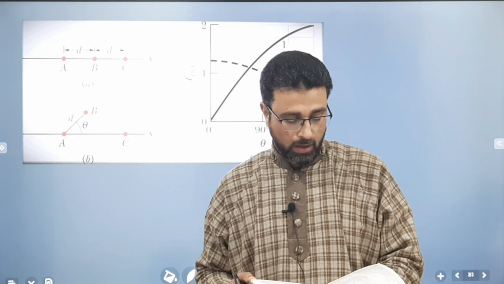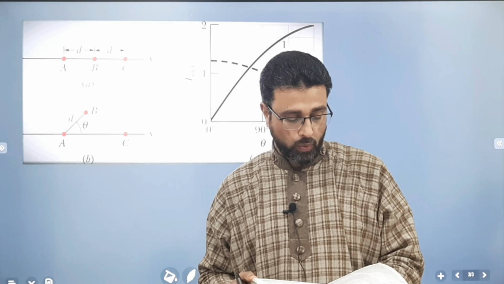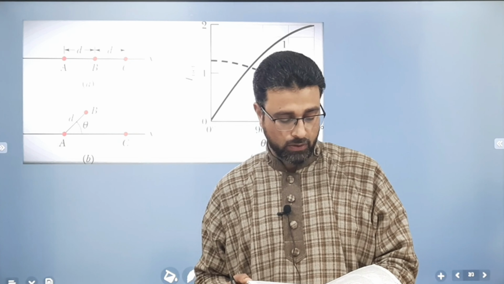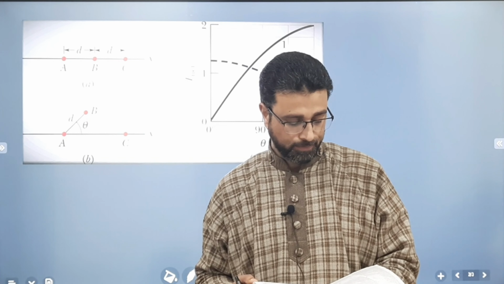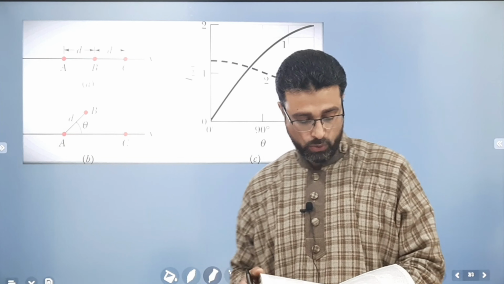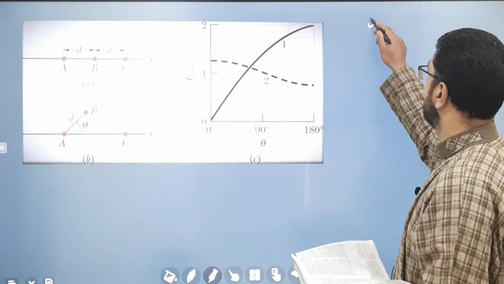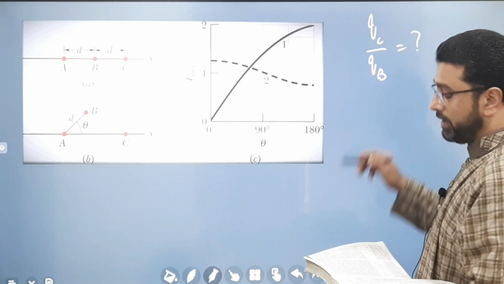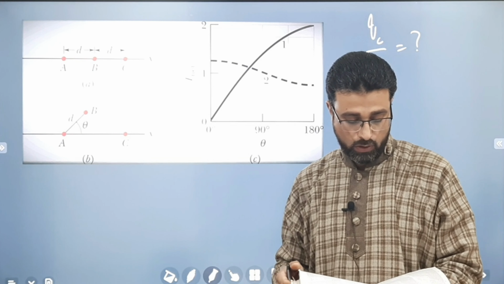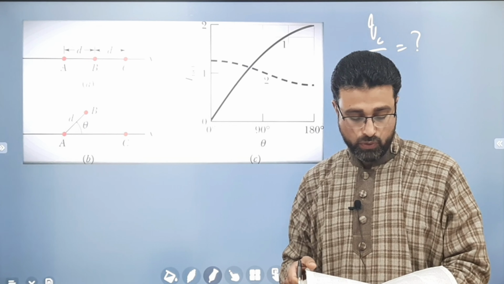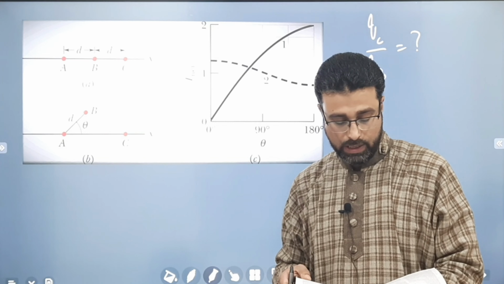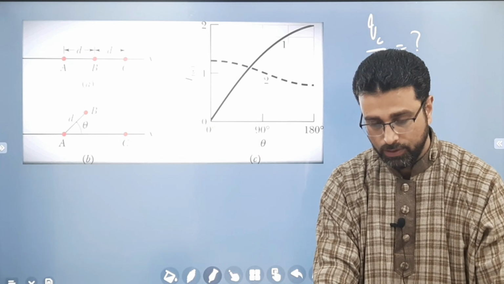Part A. For the situation corresponding to curve 1, what is the ratio of the charge of particle C to that of particle B? So QC by QB we have to find out, including sign. Part B. For the situation corresponding to curve 2, what is that ratio?